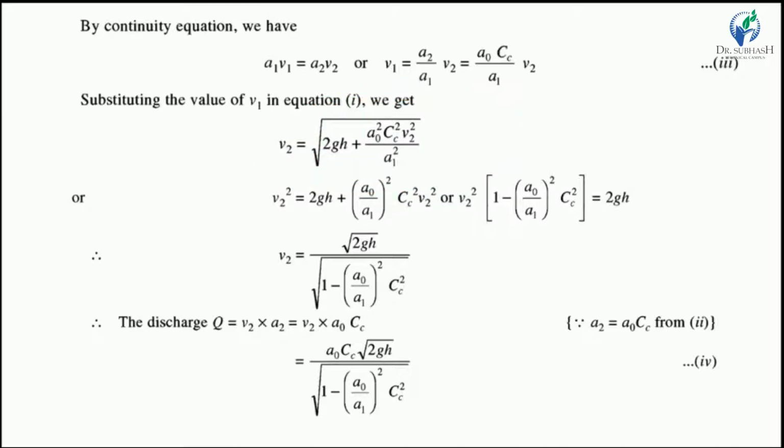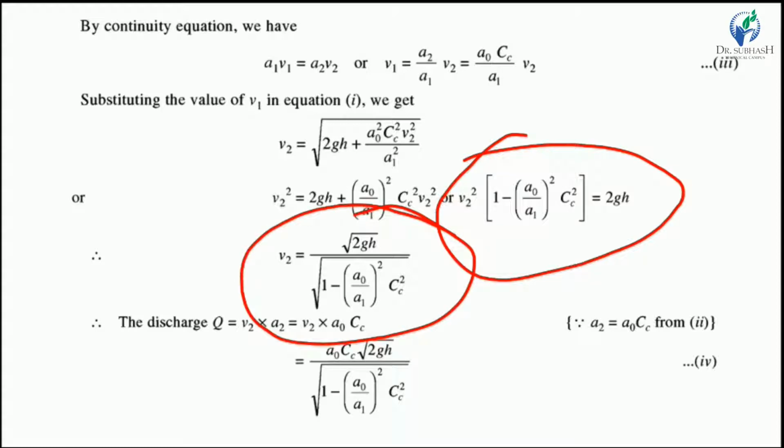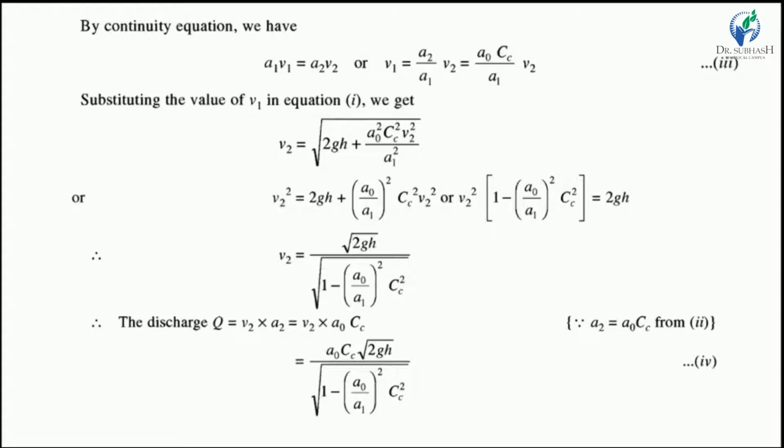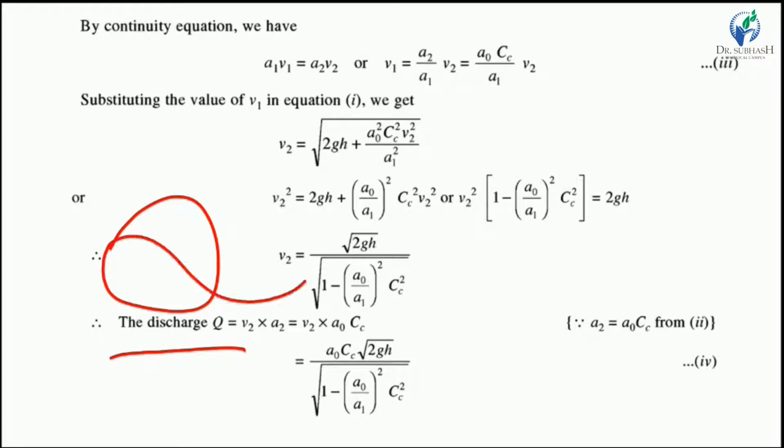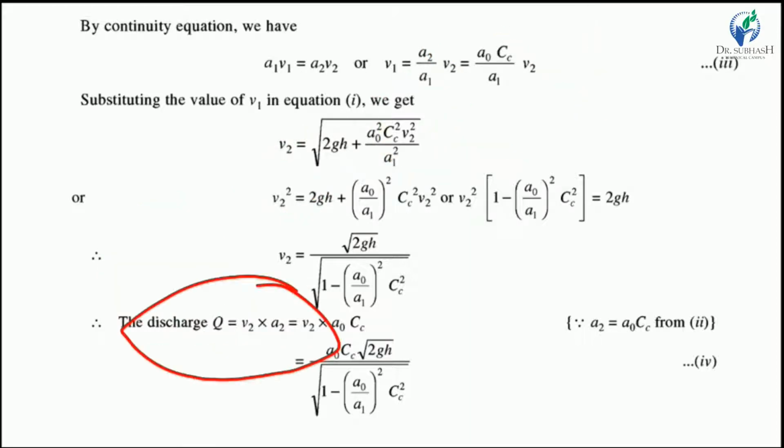Now rearrange the equation as shown in the slide and find the equation of V2 from this relation. So V2 is equal to under root 2gh upon under root 1 minus (A0 upon A1) square Cc square. Then discharge: we know the equation of discharge is velocity into area. So here discharge is equal to V2 into A2.